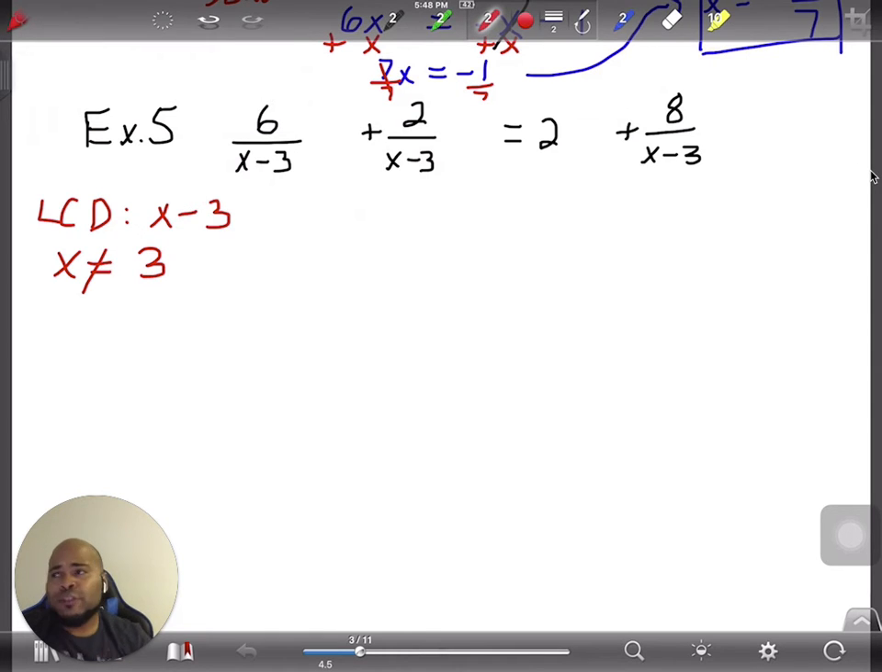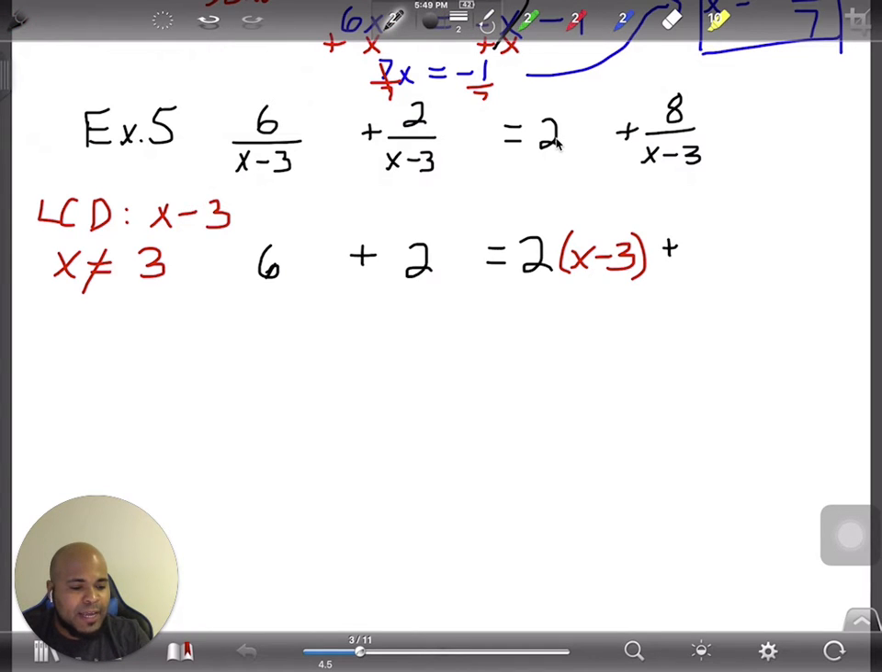All right, so the first step is to multiply every single term by x minus 3. But do you really have to? I actually skip this because when I multiply a term by the x minus 3, it will just cancel the x minus 3. So this is just really 6 plus 2 equals 2. Now be careful because 2 doesn't have the x minus 3 as a denominator. So this one will not cancel. This one will be there. Okay, and then at the end, plus 8.